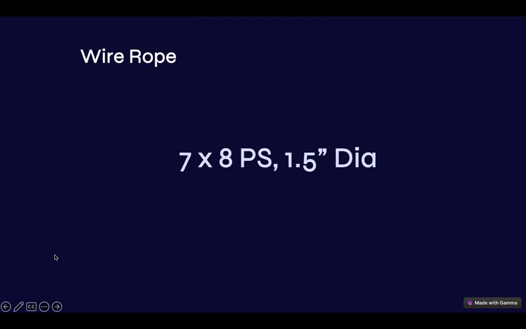In reading the designation, the first number is the number of strands, the second number is the number of wires per strand, and then the nominal diameter, and the grade. PS is plow steel, MPS is mild plow steel, and IPS is improved plow steel. These are the common usage of your wire ropes.